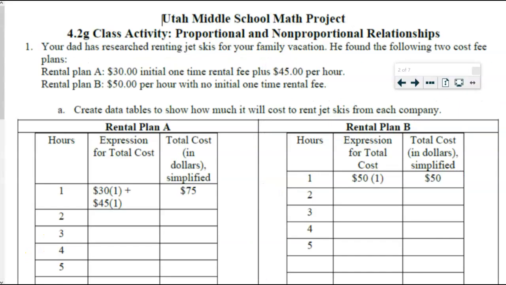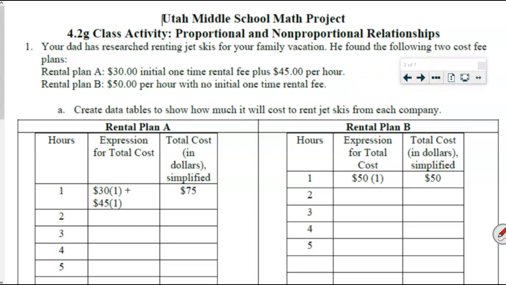Focusing first on Utah Middle School Math Project 4.2g, proportional and non-proportional relationships, we have this situation here. It says your dad has researched renting jet skis for your family vacation, and he found the following cost plans for two different places. Rental plan A, you pay $30 initial one-time rental fee plus $45 per hour. Rental plan B is $50 per hour with no initial one-time rental fee.